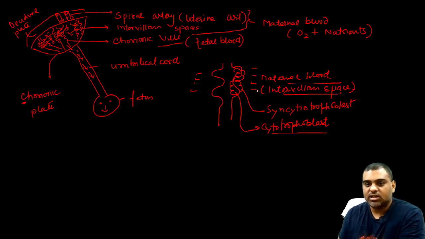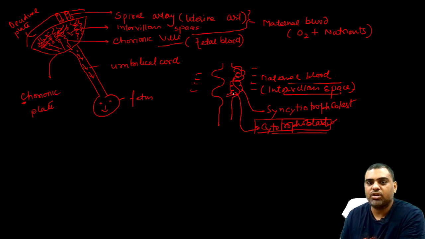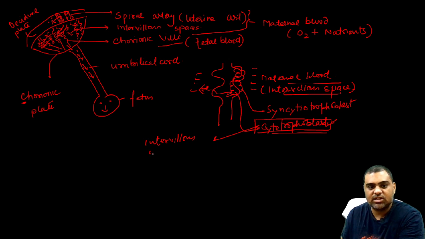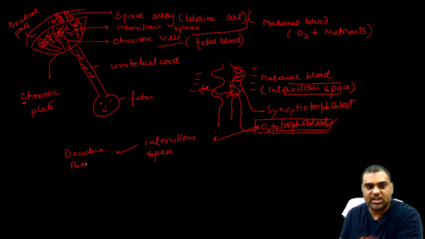Now understand this cytotrophoblast. Please keep it in mind. This cytotrophoblast, which is present inside the chorionic villi, comes out and goes into the intervillous space, and from the intervillous space it goes into the decidua basalis. That means they come here, and then they go into the spiral arteries.